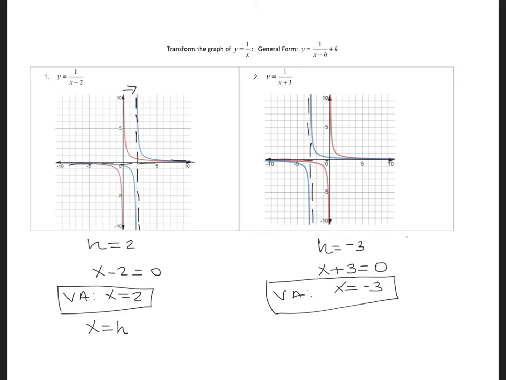See, this one moved left 2 units, and this one moved 2 units to the right. Generally, when h is greater than 0, the graph moves to the right. When h is less than 0, it moves to the left.